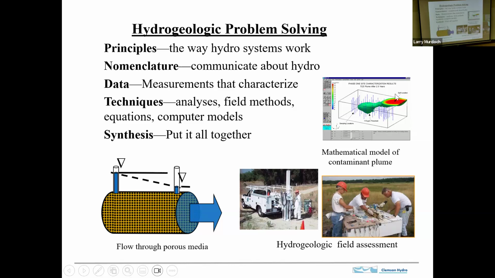Here's an example of a computer simulation of a plume. There are some contaminants that go in here, and you can see that groundwater is moving in this direction, but it's also moving downward and has that kind of lobe-like shape. And then there are various field techniques that we'll learn about to determine where contaminants are, and how flow occurs through porous media.